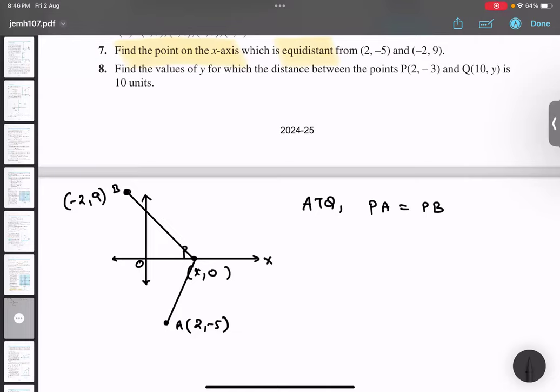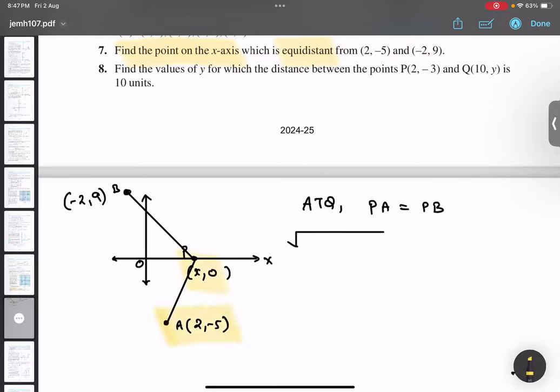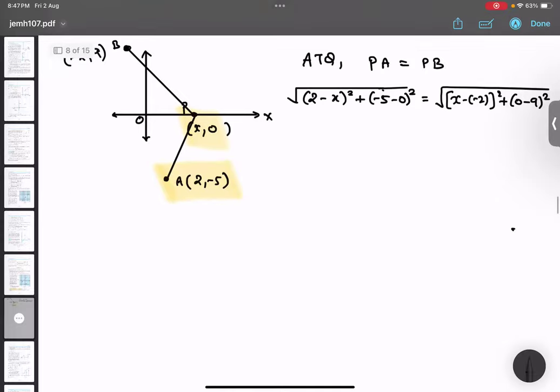So what I'm going to do, I'm going to calculate the distance of PA. Let me just highlight those two points. So x2 minus x1. Any point I can take: root of (2 minus x) whole square plus (minus 5 minus 0) whole square equals to root once again. Now I'll take the above two: (x minus minus 2) whole square plus (0 minus 9) whole square. Is this step clear? Yes. Very good. So both sides there is an under root.